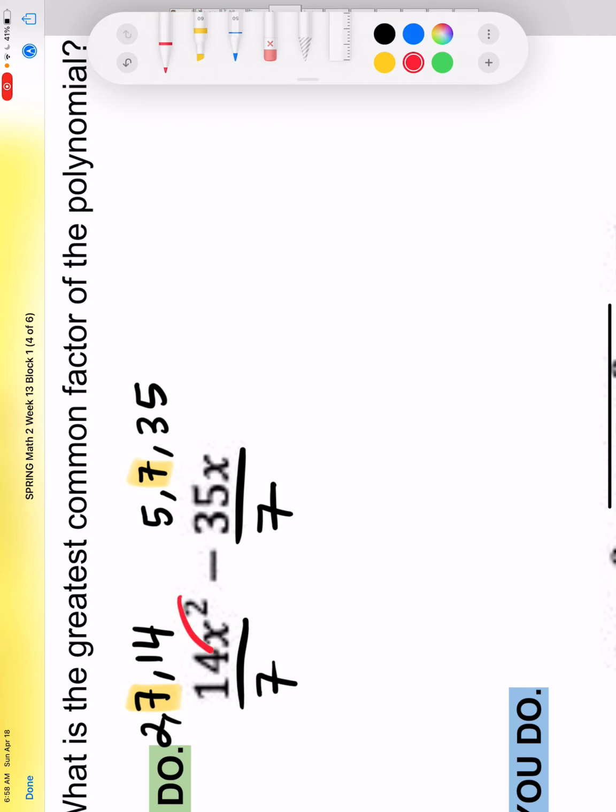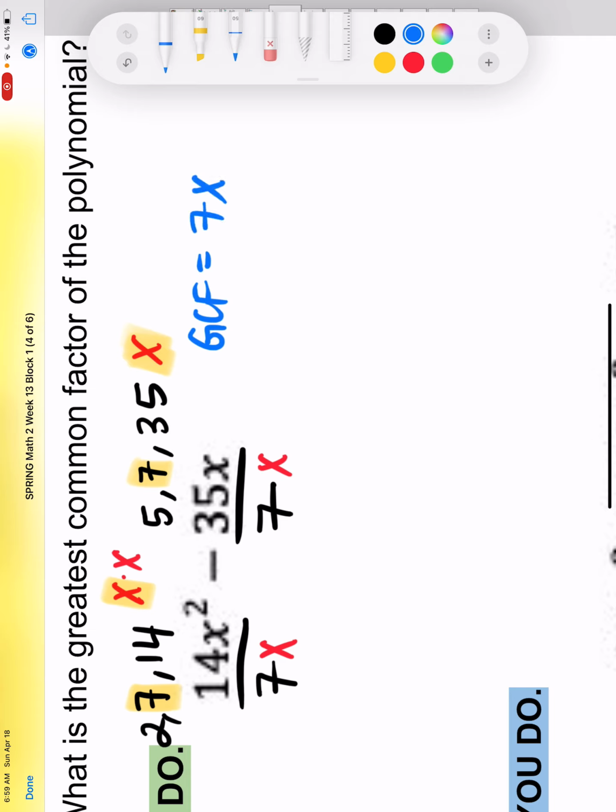Also keep in mind that you have x's on here. So for my first one, I have x squared. So that really means I have 2 x's there. For the second term, I have 1x. That really just means I have 1x multiplied. So the most I can pull out is 1x. Okay, I could pull out 1x from both. So I'm also going to divide by x. So my GCF in this problem is 7x.